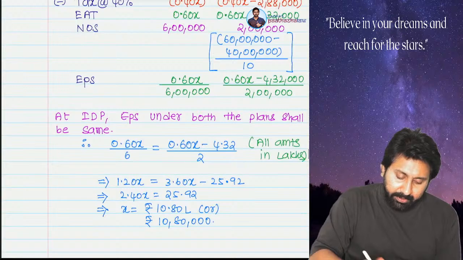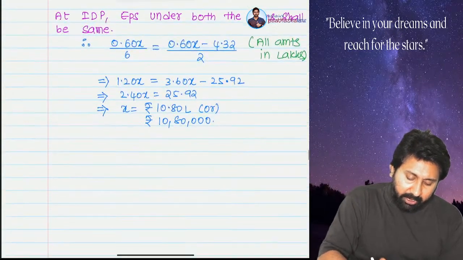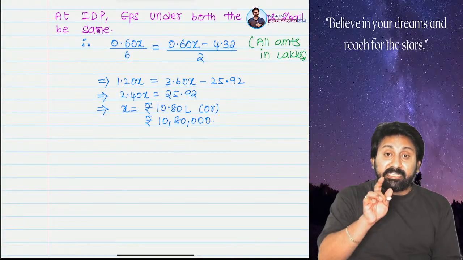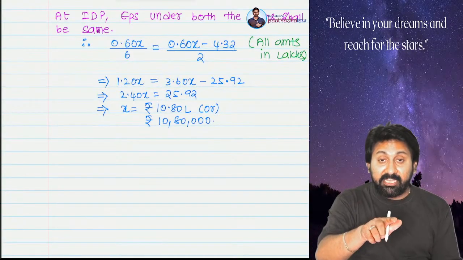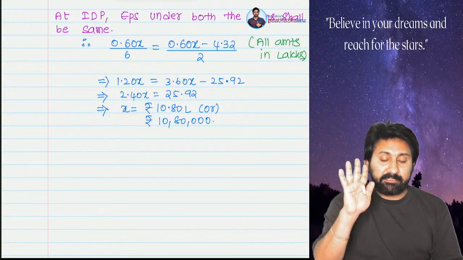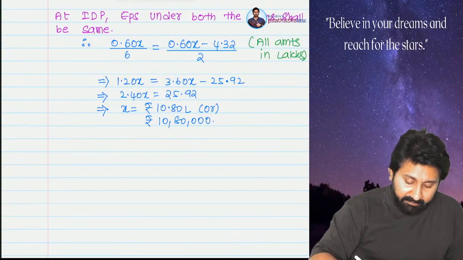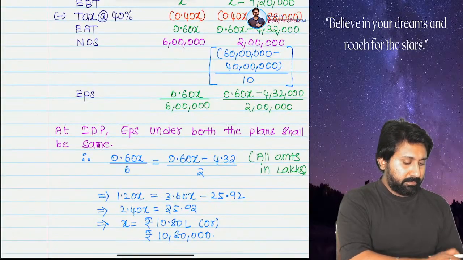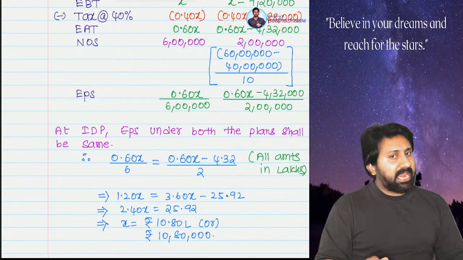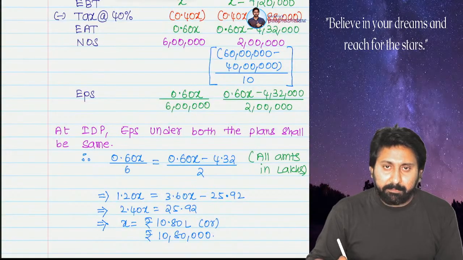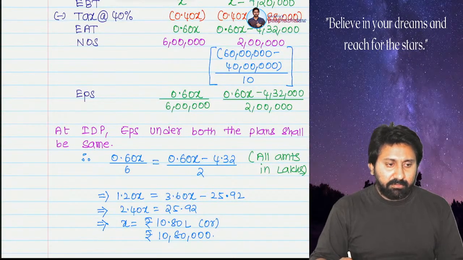So therefore, this and this will be equated. Upon equating, we got the answer as 10,80,000. What is 10,80,000? This is the EBIT at which, whether you finance with equity or with the 2:1 debt, EPS will be the same. Everyone, did you understand this question number 3 or not? Your idleness can never become an answer. Your silence never is an answer. Reply. We completed 3 questions now.